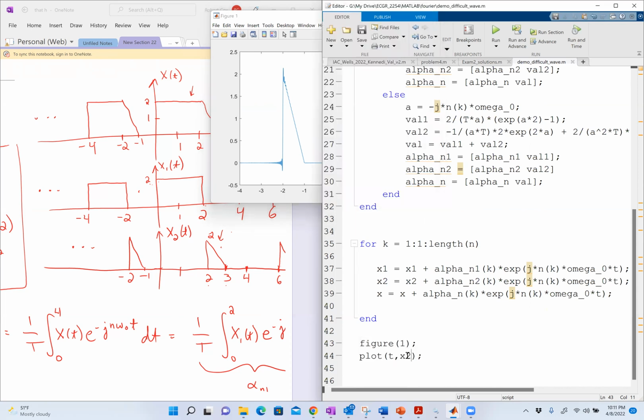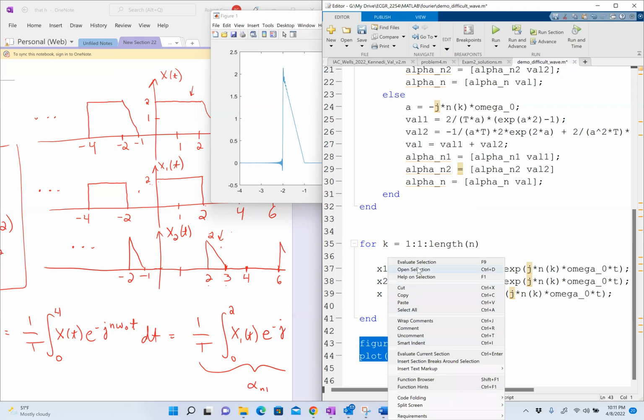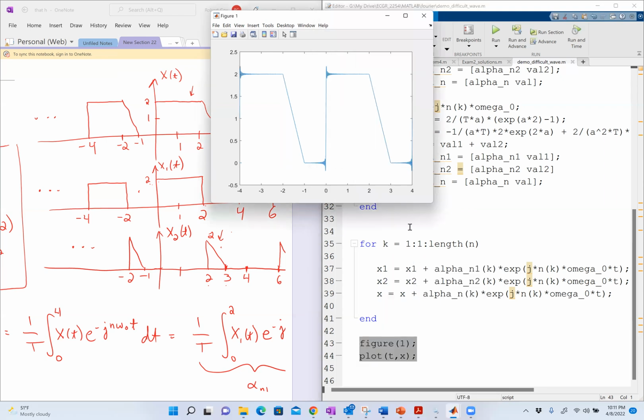So now if I look at x, and again, I don't need to rerun the whole code because I already did. Run that, and boom, that looks exactly like what I have in this picture, right? So at t equal to -4, it jumps up to 2, stays flat, and then at t equal to -2, it drops off, just like it does here, and then at t equal to 0, jumps up to 2, stays flat to t equal to 2, and then it ramps down to 0 at t equal to 3.